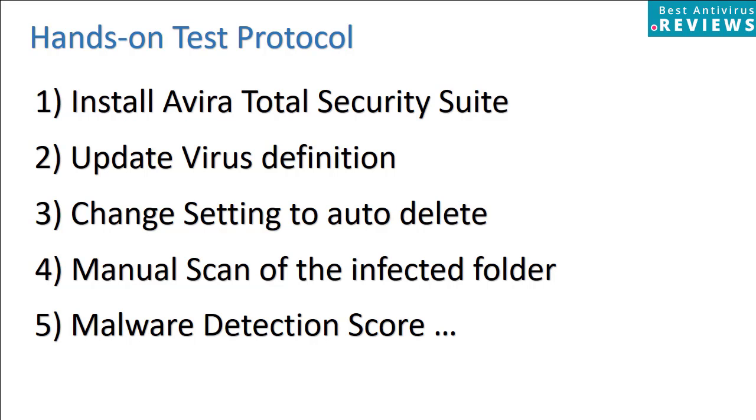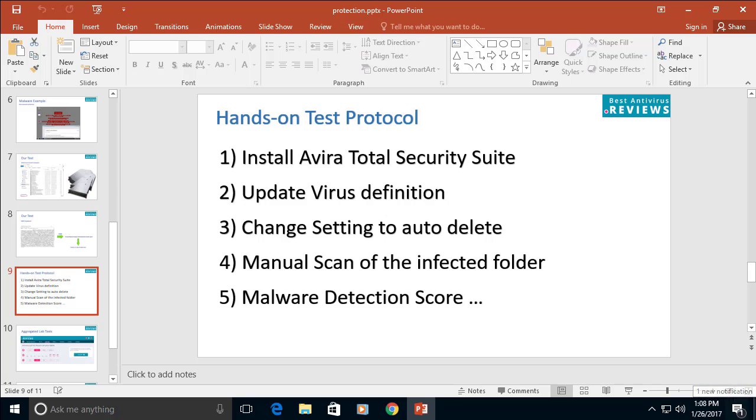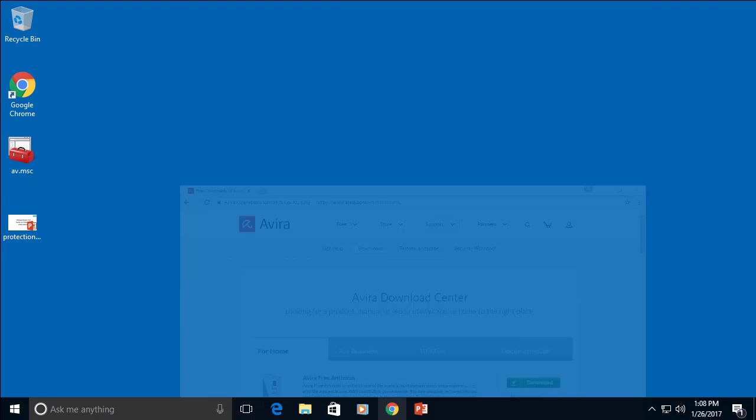Okay, and now we can go on with the hands-on test protocol. The first thing that we're going to do is install Avira Total Security Suite, update virus definitions, and change the setting to auto-delete every file that is detected as malware. After the setting is completed, we can run the manual scan on the infected folder, the folder with 1,000 malware files. According to the number of files left in this folder, we can calculate the detection score. So let's go ahead and download the software.